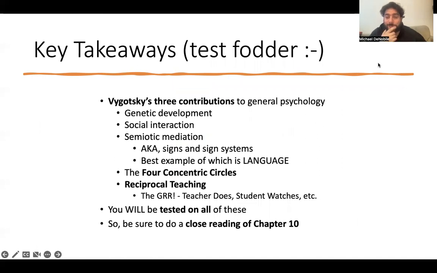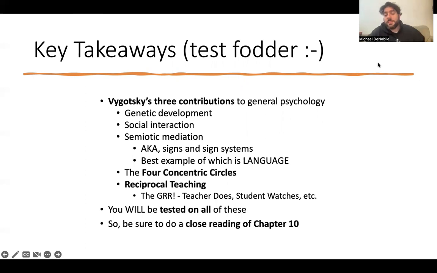Key takeaways, which could be test fodder in the future. Vygotsky's three contributions to general psychology: the genetic development, that's the circles that we looked at; social interaction, which was that third circle in the chart; and semiotic mediation, which are the signs and sign systems such as language. The four concentric circles, which is the genetic development, as I said before, reciprocal teaching.